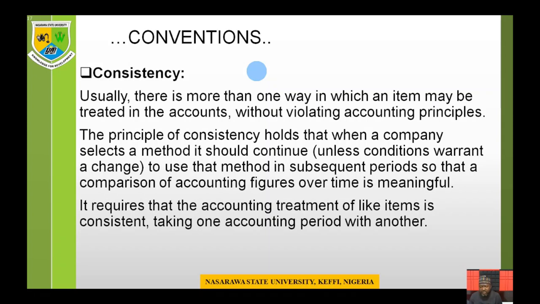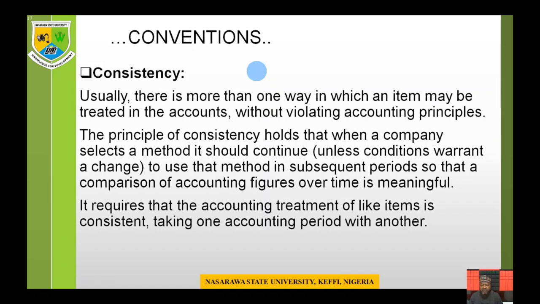We have other methods, replacement cost methods, that you can actually use in valuing your stock. So what this consistency is saying is that while all these options are available for you to value your stock, it is important that if you have adopted a particular method, you should continue to use such a method. The reason behind it is that it makes it meaningful and easier to compare accounting figures year in, year out.